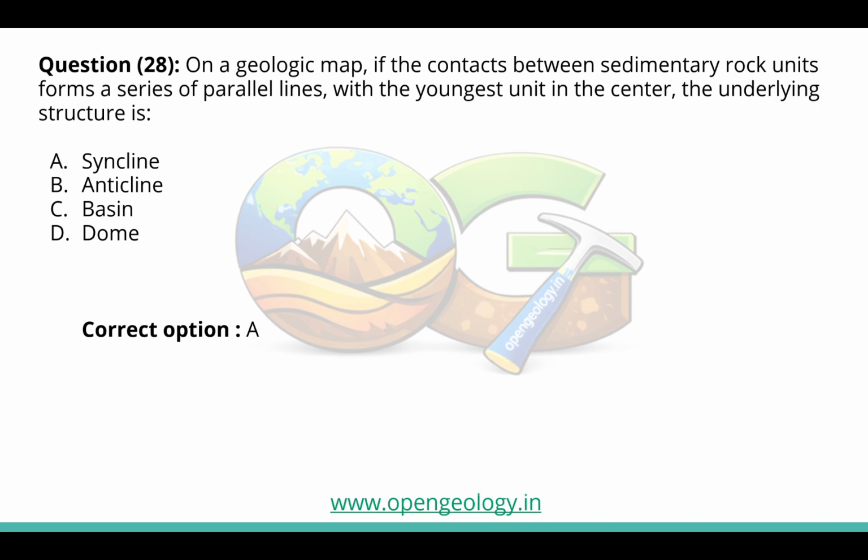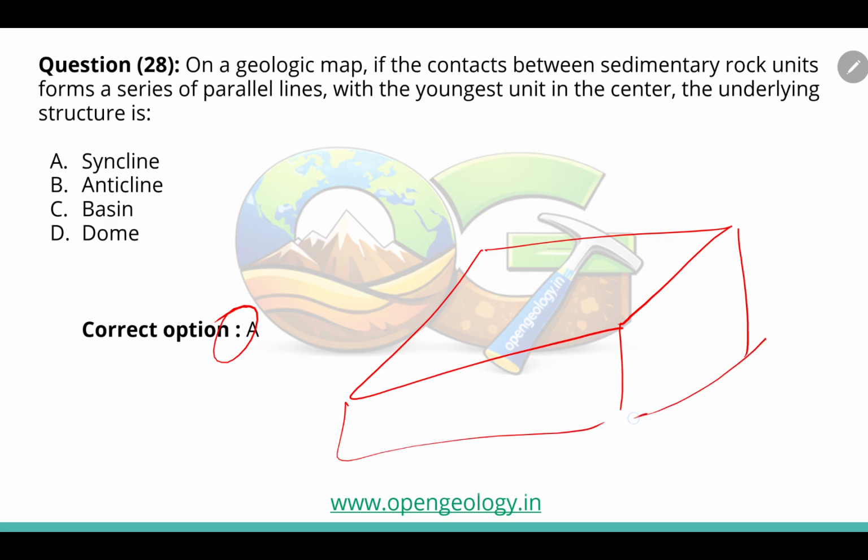Another question is, on a geological map, if the contact between sedimentary rock units forms a series of parallel lines with the youngest unit in the center, the underlying rock structure will be? So this underlying rock structure is your syncline. Now how is it? Let me create a diagram.